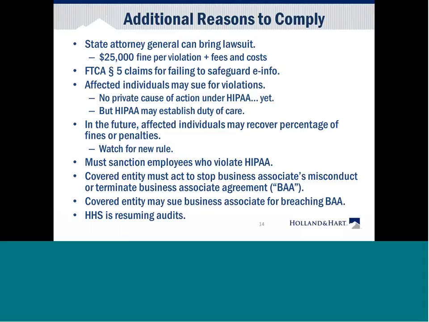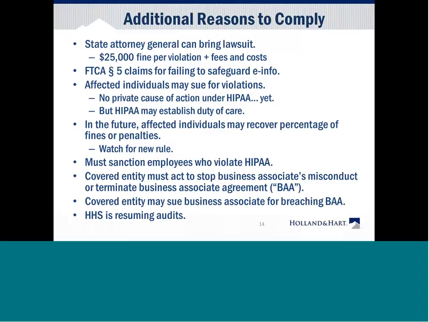Affected individuals may sue you for violations. There is no private cause of action under HIPAA. They can't sue you for a HIPAA violation, but effectively, HIPAA may become the standard of care, so they may sue you for a state law cause of action, breach of privacy, negligence per se, so you've got to be worried about individual suits. In the future, affected individuals may also recover a percentage of fines or penalties. That's part of the HITECH Act. We'll have to wait for the new rule on that one.